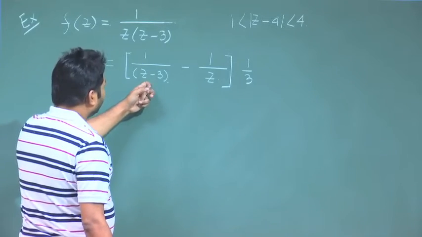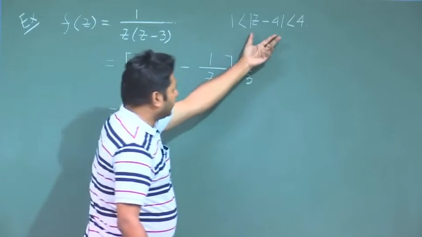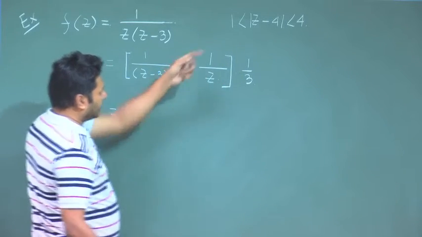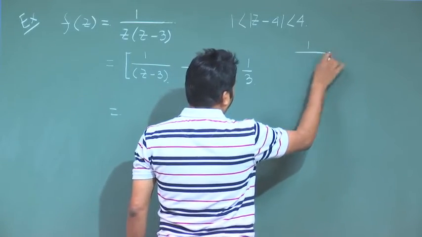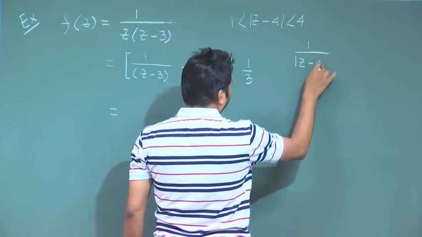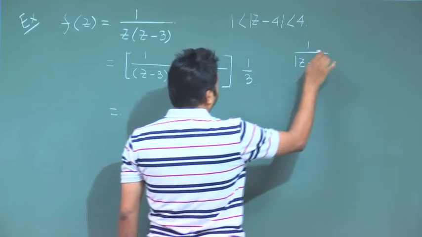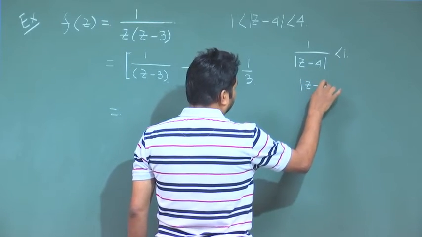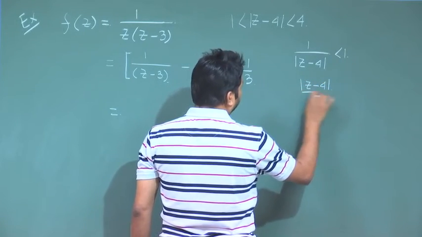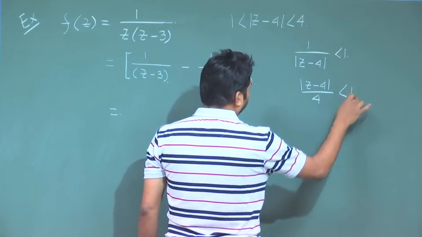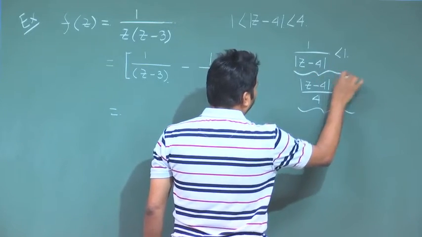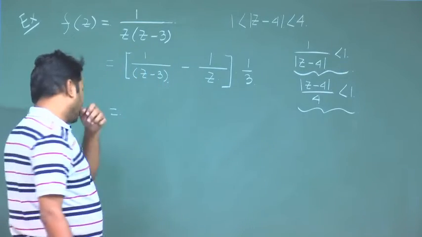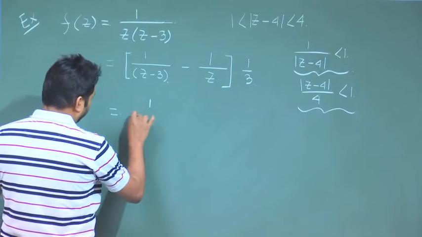Now, I need to make my problem in such a way that I can have this z minus 4 term. If you remember, the restriction suggests that 1 divided by (z minus 4) is less than 1, that is one condition, and another condition is that this quantity divided by 4 is less than 1 as well. So, I need to use these two conditions and then expand this. That is the trick to solve this kind of problem.